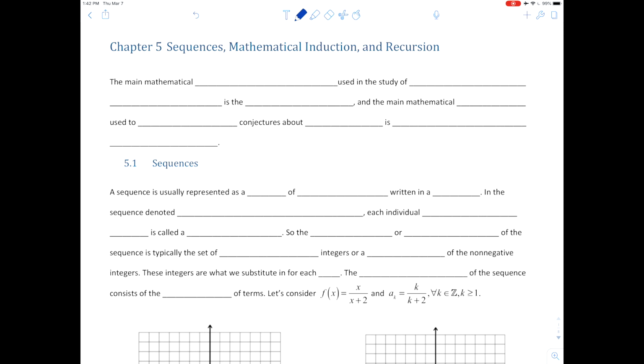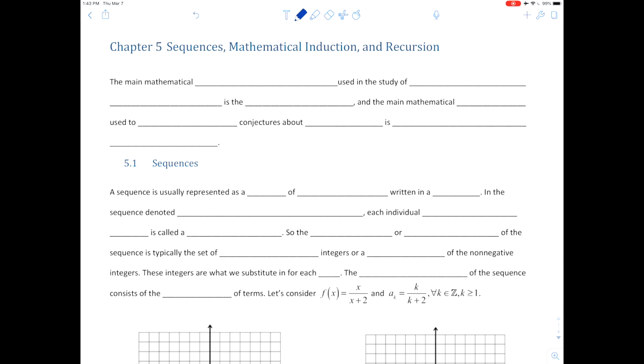Today in our discrete math class, we are taking a look at sequences and series and products and the notation that goes along with these items. We will need to get very, very comfortable with these things so that we can use mathematical induction as a way to verify math statements about sequences. All right, so here we go.